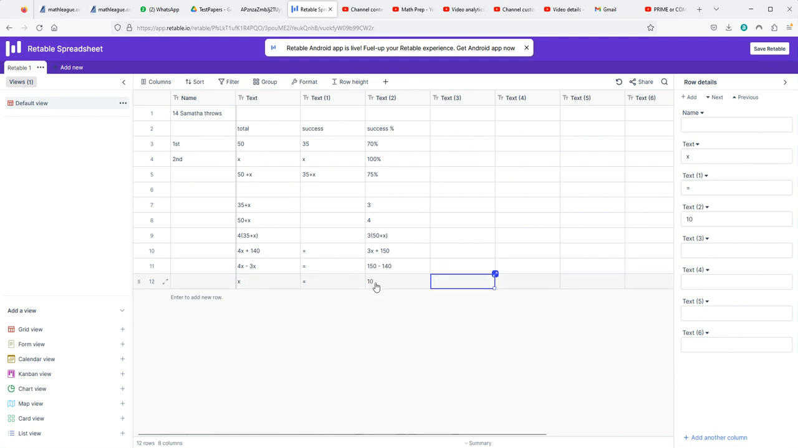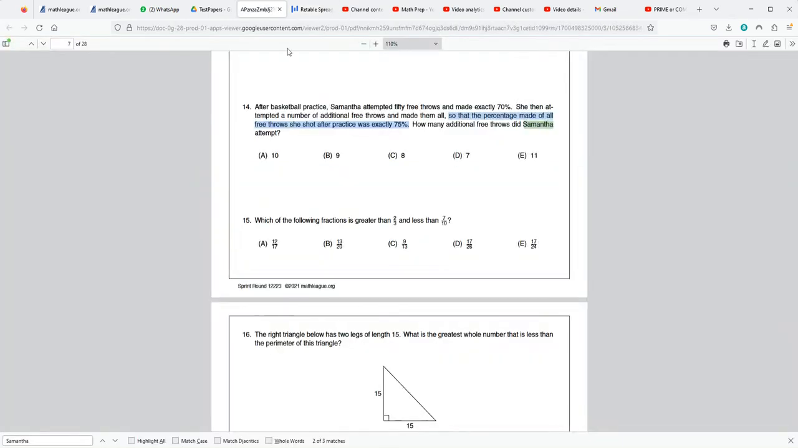So these are the throws that she made. She made 100% of the throws that she made on the second attempt. So she made 10 more throws. The answer is A.